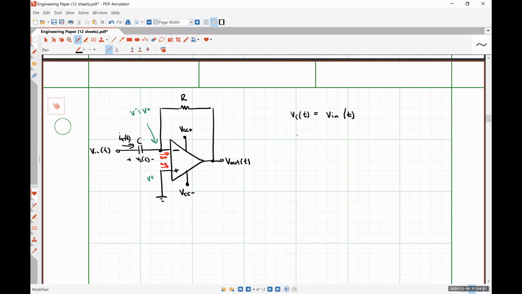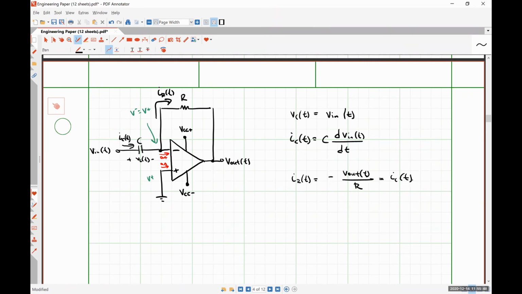which means IC is C times the derivative of the input voltage as a function of time. Right? That current IC is the exact same thing as this resistor current, IR of t, where we can express IR of t as negative Vout divided by R, right? 0 minus Vout divided by R is the current flowing through the feedback loop from left to right, which is exactly equal to IC of t because of ideal op-amp rule 2.